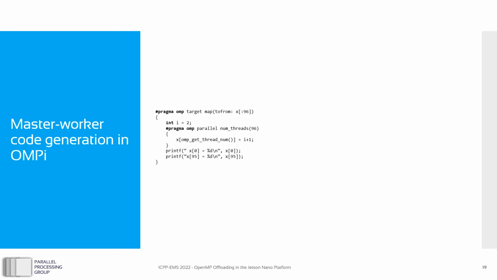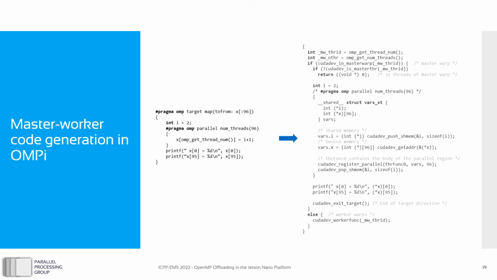Let's see a quick example of how OMPi transforms an ad hoc parallel region to a master worker region. As we can see, workers are separated from the master warp using an if-else statement. We have shared memory utilization and also the registration of a parallel region. Workers operate on the worker function.